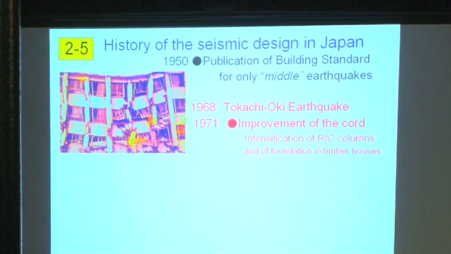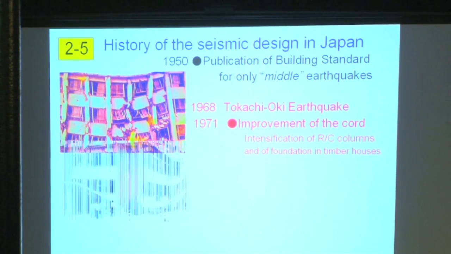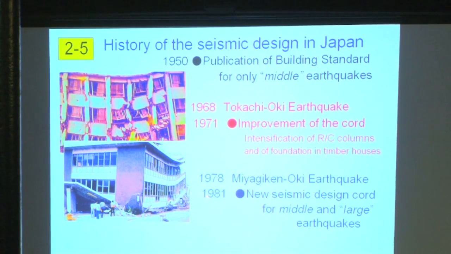such that the design of reinforced concrete columns and foundation was intensified. In the 1978 Miyagi-ken earthquake, very large accelerations on the ground were observed. Therefore, the design code was changed drastically to enable it to apply to large earthquakes also.